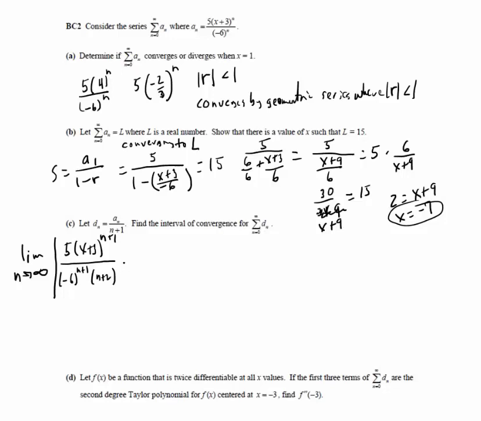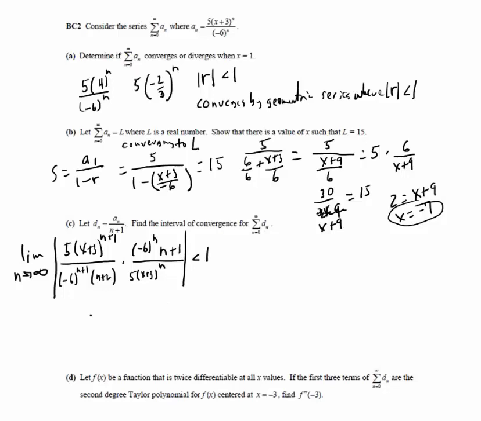So that's replacing n with n plus 1. Since this one's a fraction, we multiply by the original one flipped over, which will be negative 6 to the n, and then 5, x plus 3 to the n, and then this n plus 1 will also get flipped over and go to the top like that. And the absolute value of that converges when this is less than 1.